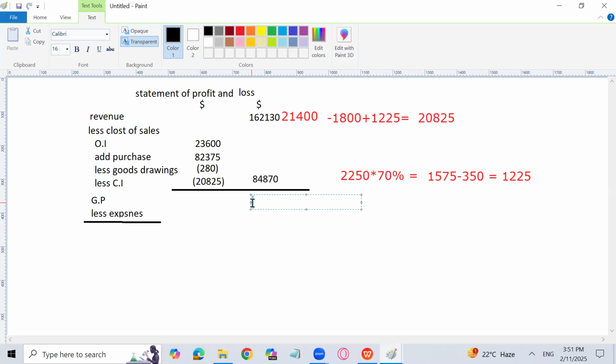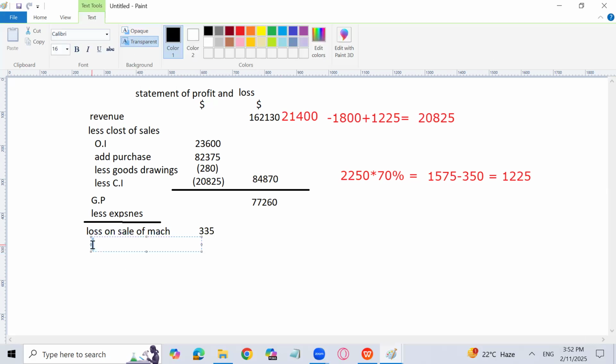What is the gross profit? 162130 minus 84870. 77260 is the gross profit. Now I will subtract expenses. Loss on sale of machinery, that is basically 335, right? Income, what is that? It is not there.